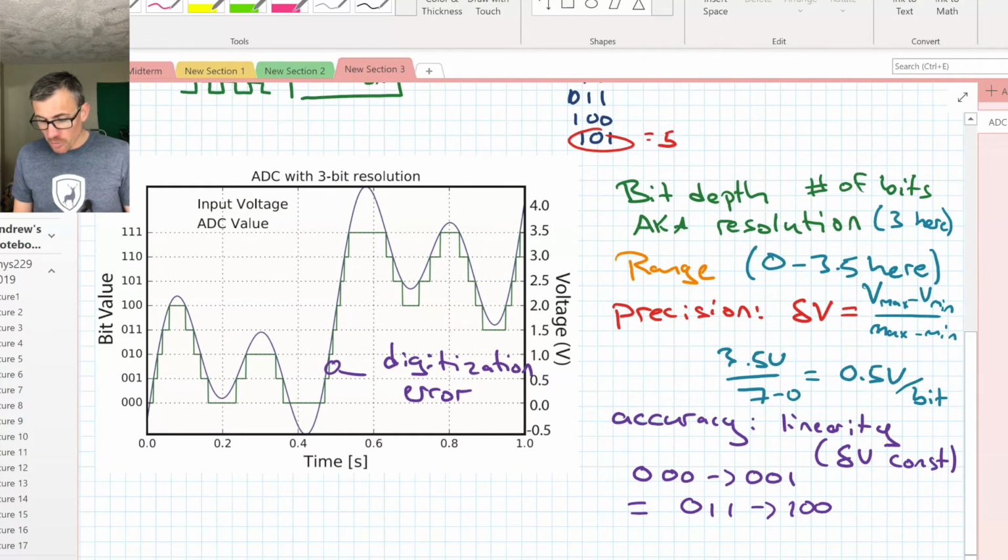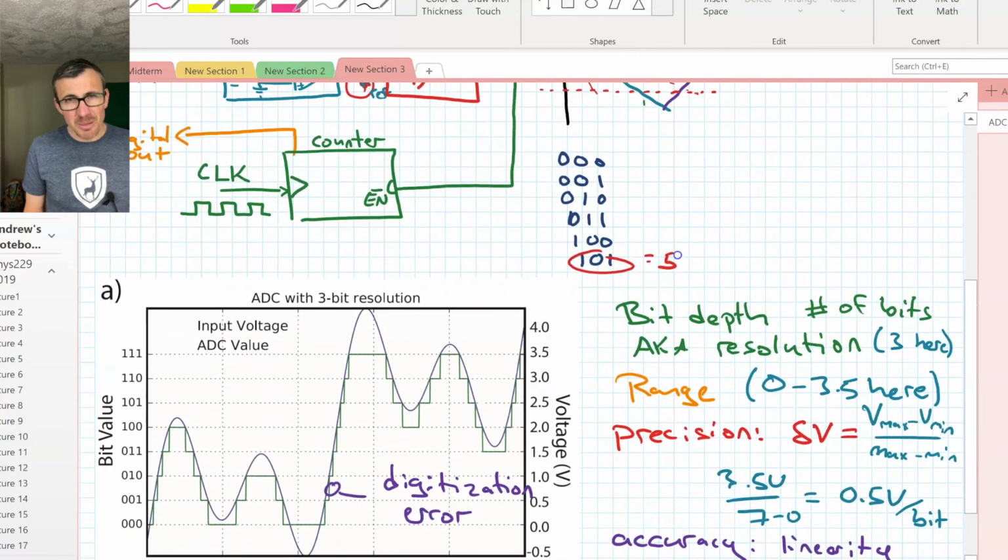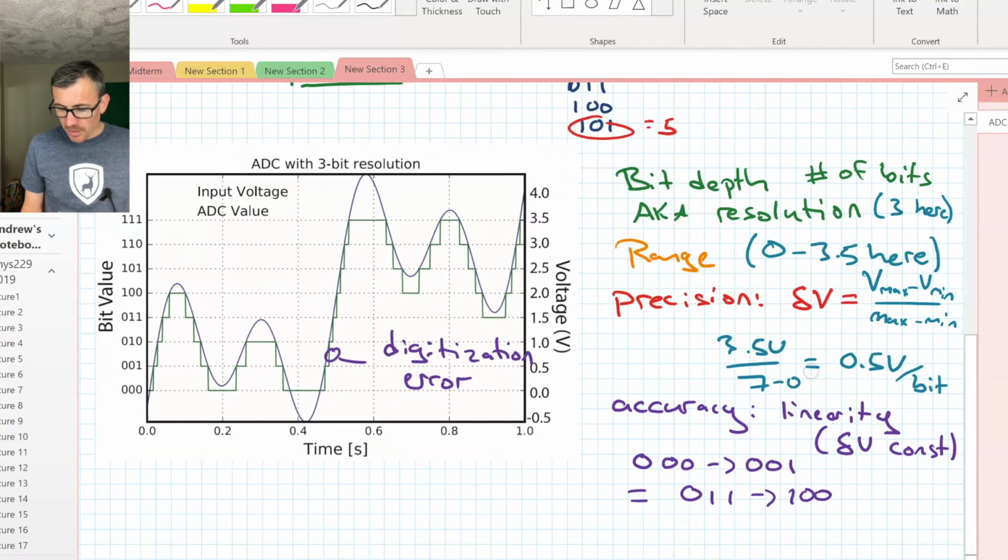But the bottom line is you want it to be linear, and the number of bits you have determines your resolution and your accuracy, how accurately you can measure 2 volts. And you can build one this way. There are a number of different ways to do it as well, but we won't go into all the different technologies.